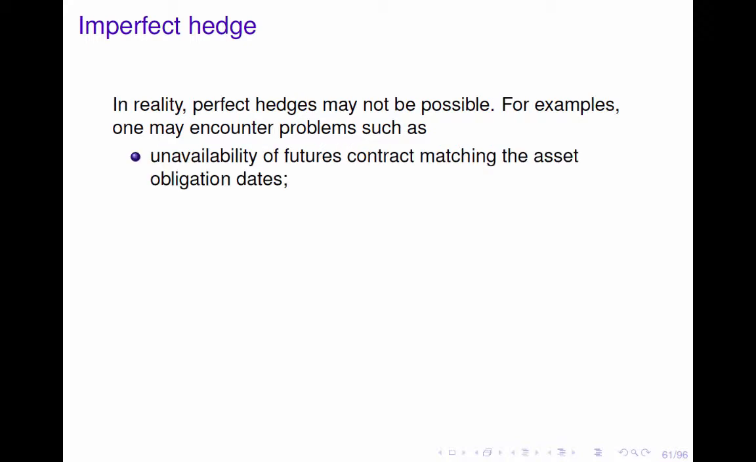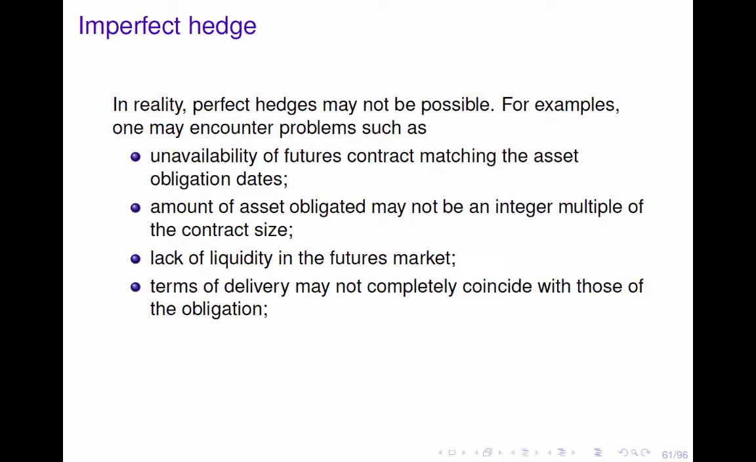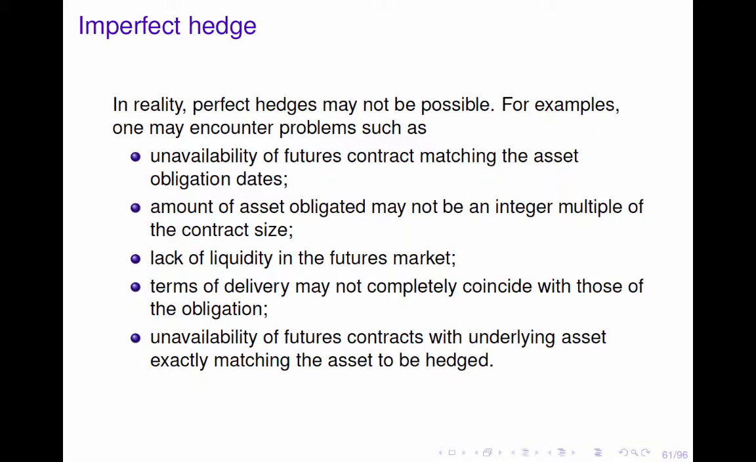The unavailability of futures contract matching the asset obligation dates. The amount of asset obligated may not be an integer multiple of the contract size. Lack of liquidity in the futures market. The terms of delivery may not completely coincide with those of the obligation. The unavailability of futures contract with underlying asset exactly matching the asset to be hedged.